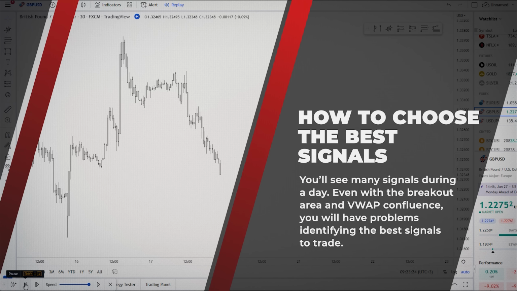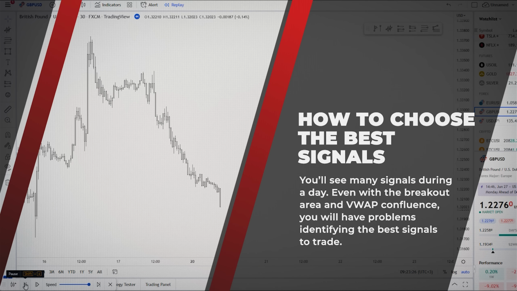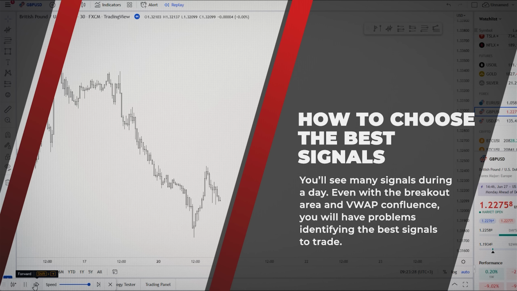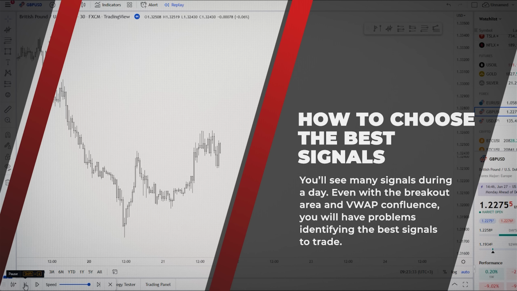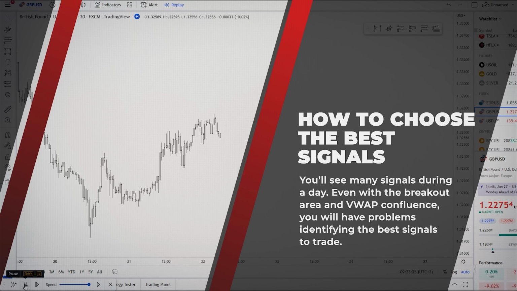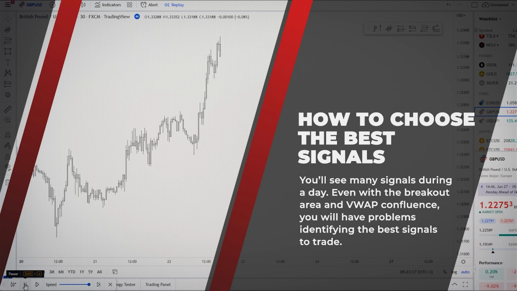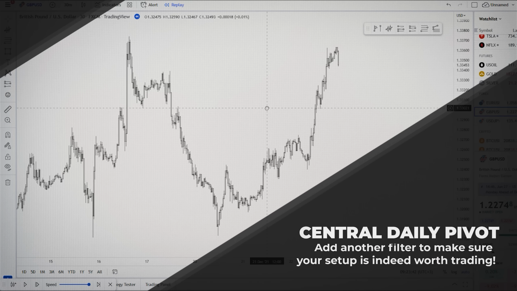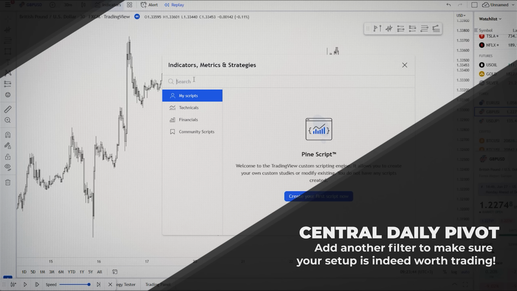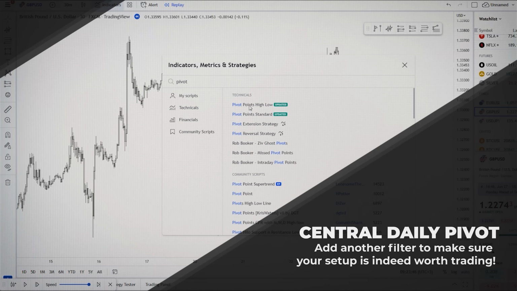The main problem will be the fact that you'll probably see many signals. Even with the breakout area and the VWAP confluence, you'll have problems identifying the best signals to trade, especially if you are in your first years of trading. So my advice is to add another filter, just to make sure your setup is indeed worth trading.